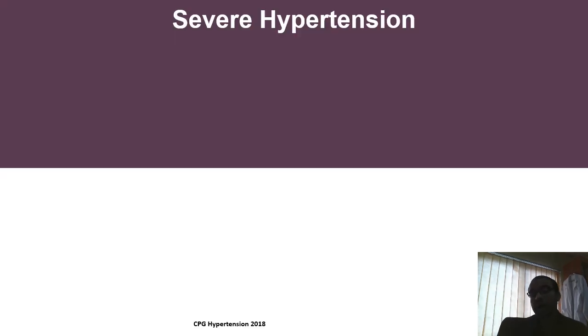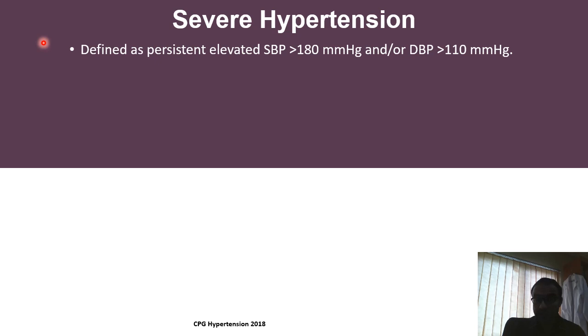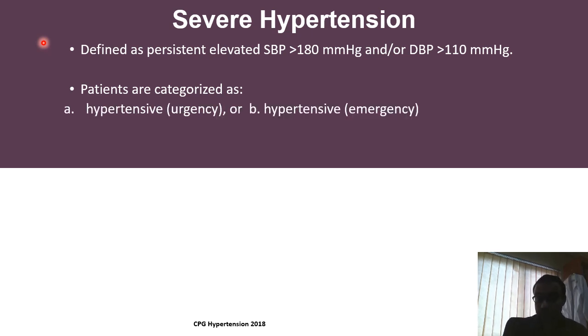Next is severe hypertension, or stage 3 hypertension, referring to the persistent elevation in systolic blood pressure of more than 180 and/or diastolic of more than 110. It is either urgency or emergency, and both of them have been referred to in the literature as hypertensive crisis.